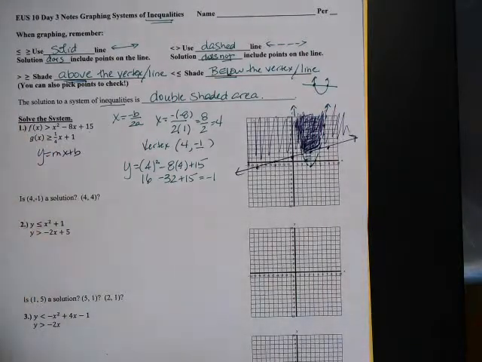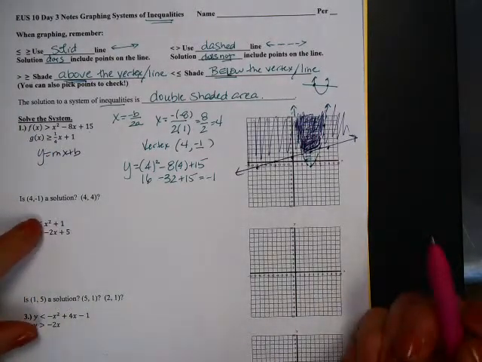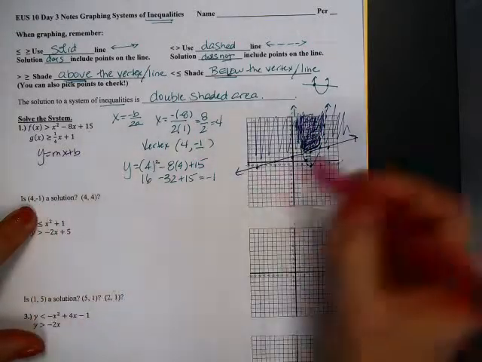Now a lot of times I'll come back and I'll ask, are these points part of the solution? So is 4, negative 1 in the solution?